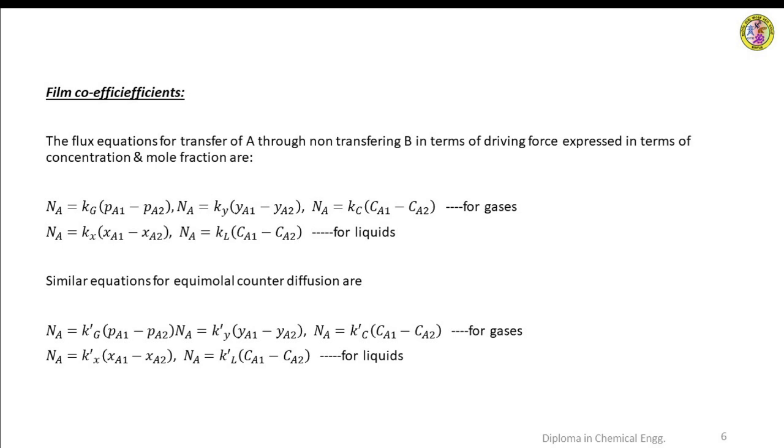Using these equations, let us now write down another rate equation that can be written in terms of overall coefficients. If small kg and small ky represent individual coefficients, then capital Kg, capital Ky, capital Kx, and all such terms can be used to represent the overall coefficients.